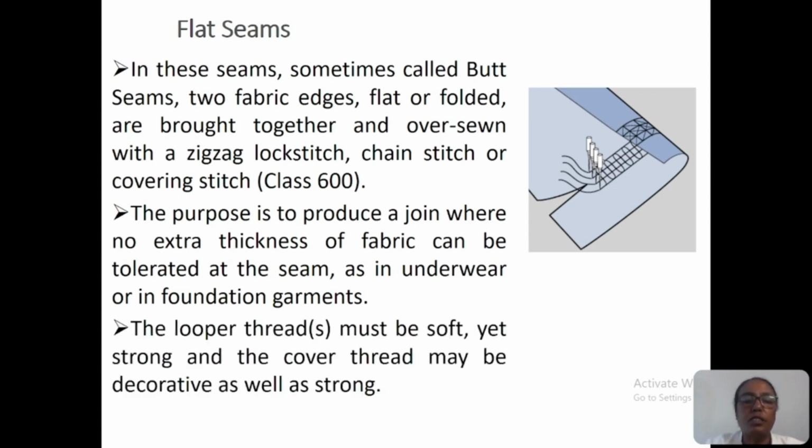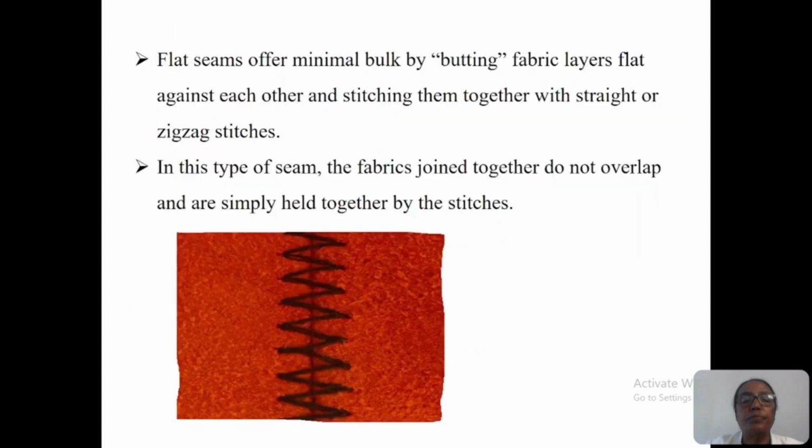The looper threads must be soft yet strong, and the cover thread may be decorative as well as strong. Because there is no extra seam allowance, it is better to use a decorative stitch when covering the two pieces of fabric. So use a strong and decorative seam type, that is a flat seam.